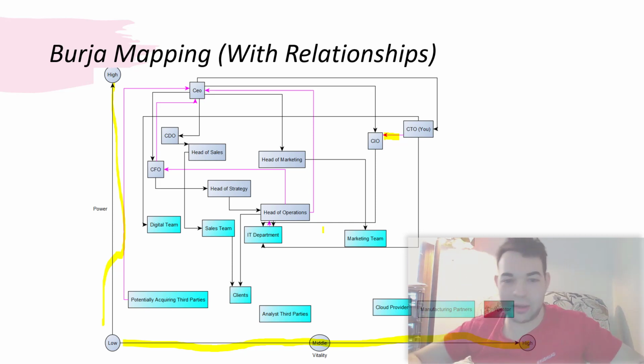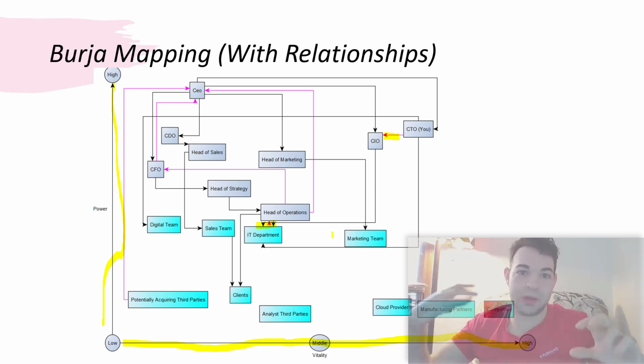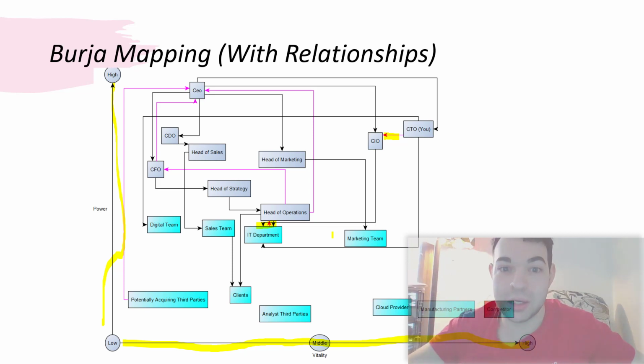The third thing you really want to be on the lookout for is anytime that you see two separate power lines going to the same node. So the IT department here, I put it that both the head of operations and the CIO have power over the IT department. In a sense, in this map, the IT department has two bosses. And that's where you end up with power struggles, and that's going to be a much harder line to influence. So, if possible, you want to avoid trying to go through lines of power where there are power struggles, where there are two separate lines of power influencing the same node.